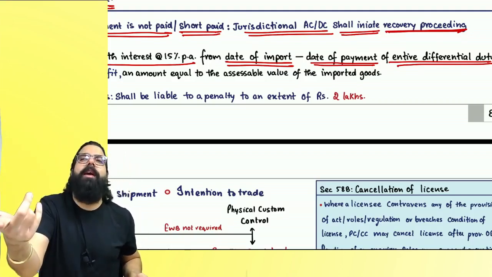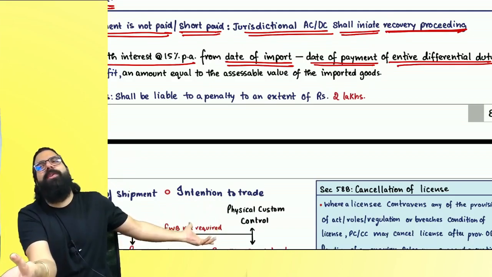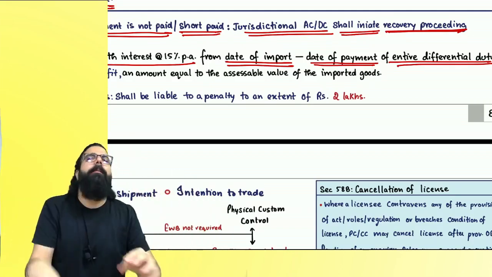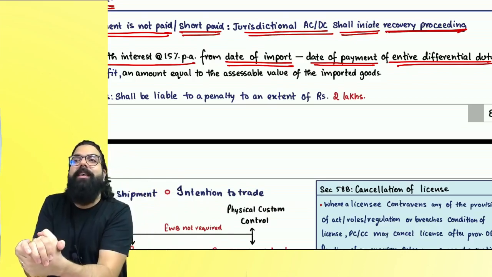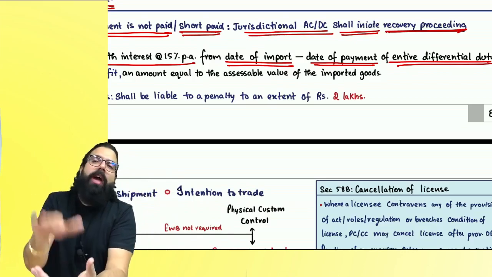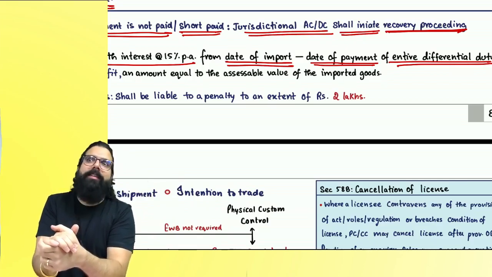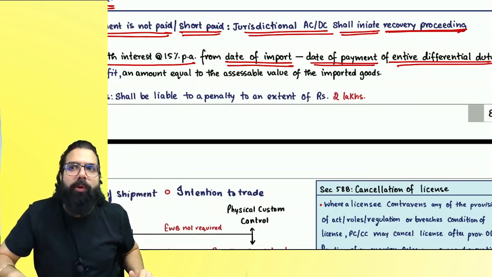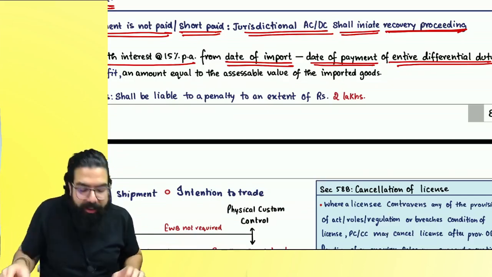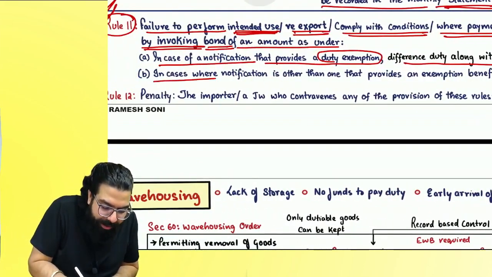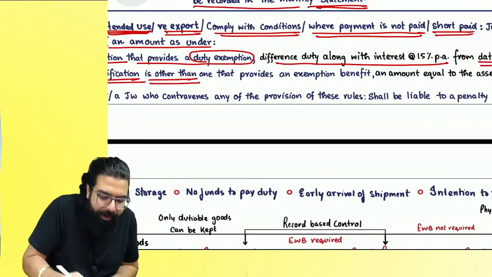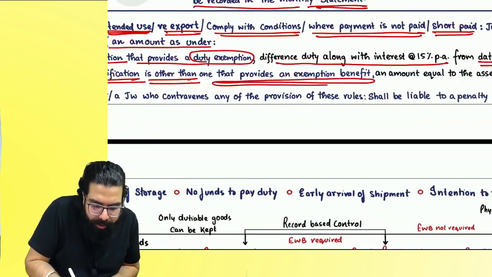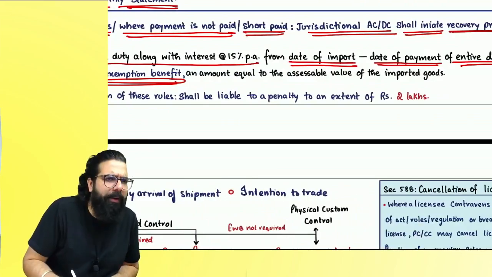Now, what money will they recover? I'll tell you, there was no differential duty. I had paid the full duty, but there were other benefits which I was receiving from the government if I was following IGCR rules. So I was following the IGCR rule, but I did some violation. Now, what will they recover from you? Differential duty is not there. So in that scenario, it says, in case a notification is other than the one which provides exemption benefit, might be any other benefit was provided.